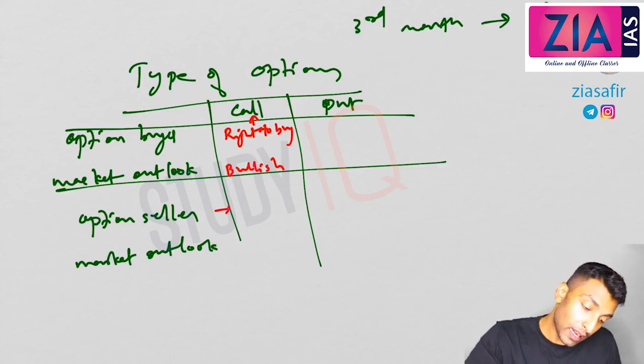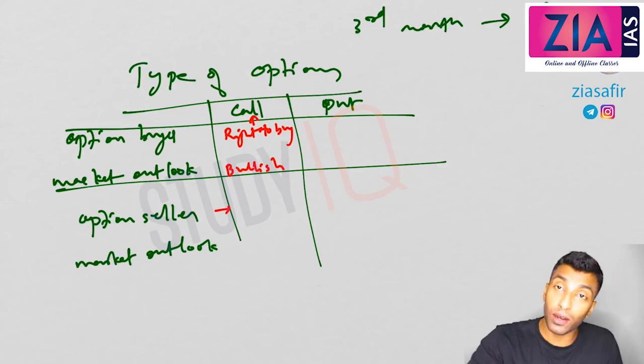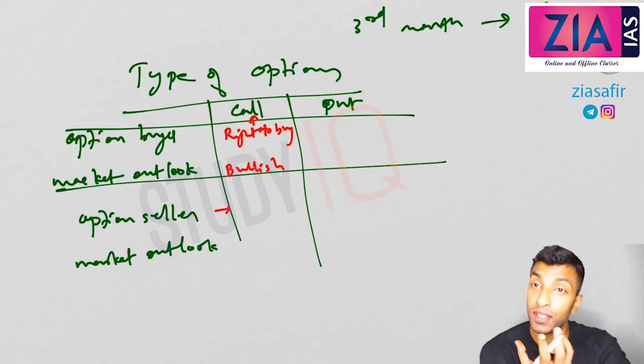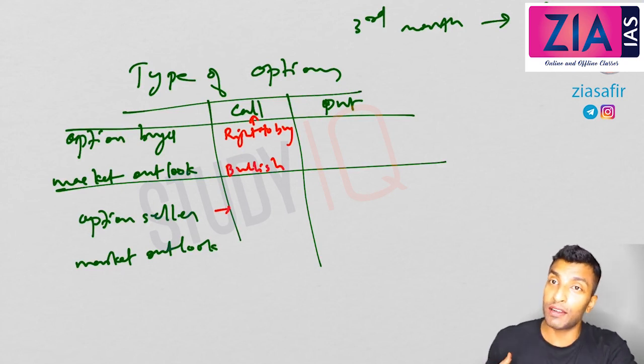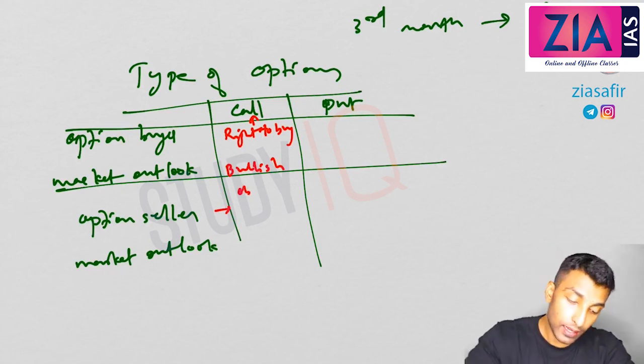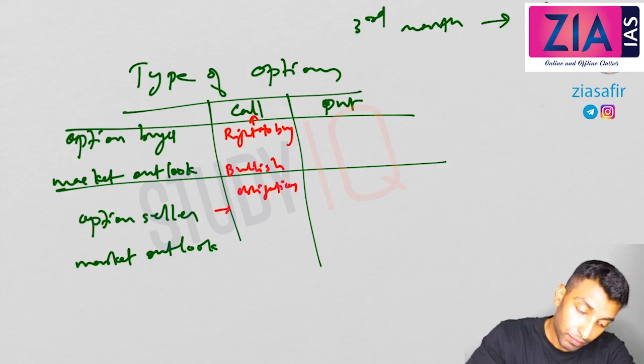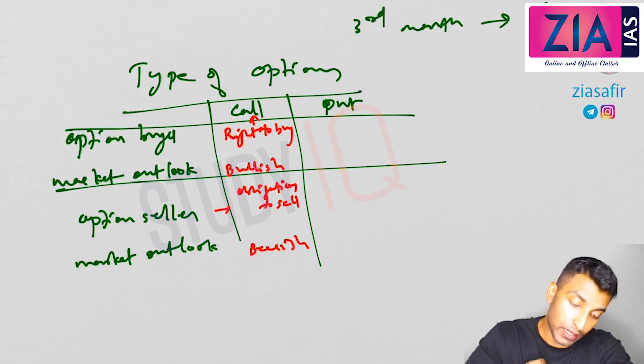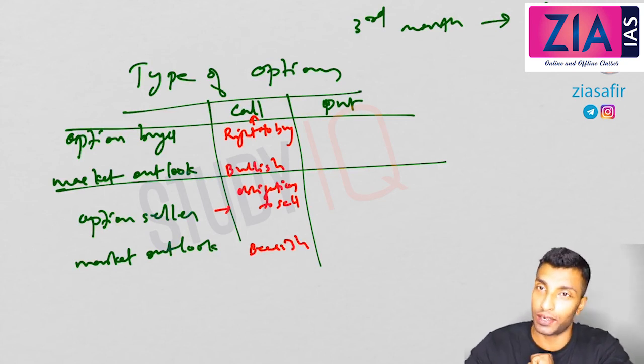What about option seller in this case? That is obligation to sell. See, once you have the right, the other person has the obligation. So he has the obligation to sell. So his market outlook is actually bearish, right? That's why he is entering into the contract.